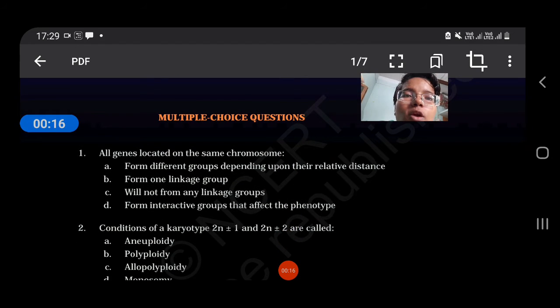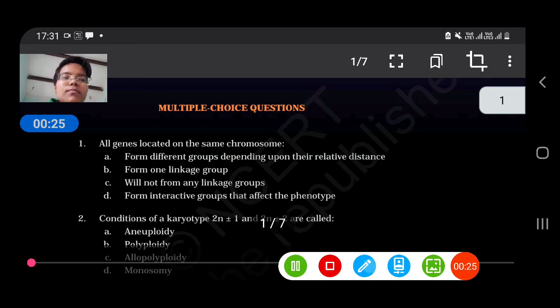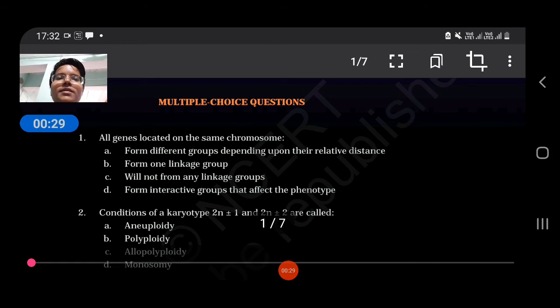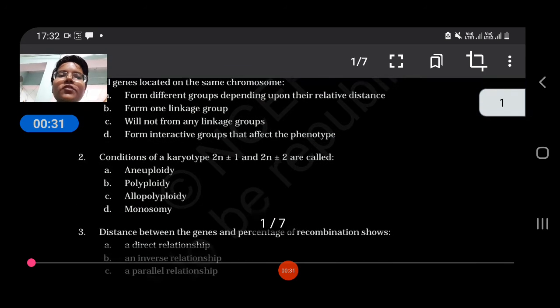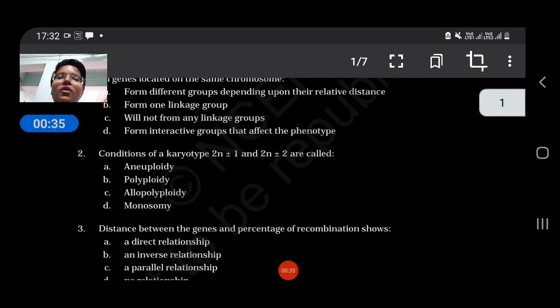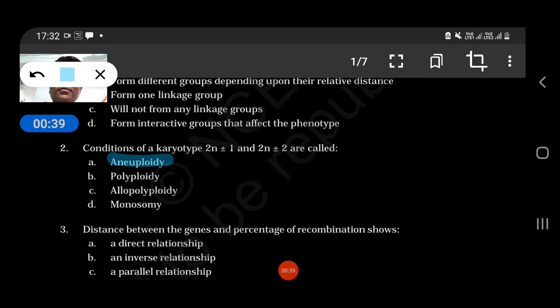All genes located on the same chromosomes. So the answer will be forms one linkage group. Okay. Now the second question. Conditions of karyotype 2n plus minus 1 and 2n plus minus 2 are called. So the answer is aneuploidy.